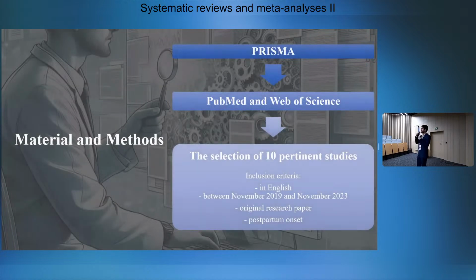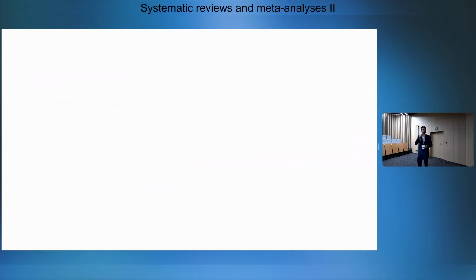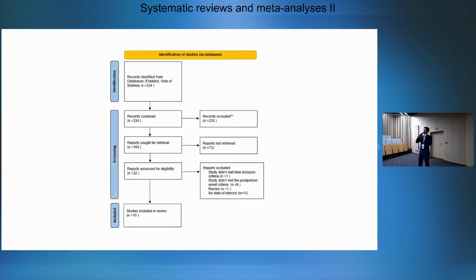In order to do it in a scientifically appropriate way, we followed the PRISMA guideline and searched 2 big databases, which are PubMed and Web of Science. Our inclusion criteria were original research papers written in English. We conducted our search in November 2023. We looked for papers from the last 5 years, and we wanted the depression to have a postpartum onset. This is how our advanced search strategy looked in PubMed and in the Web of Science. And this is our PRISMA flow chart.